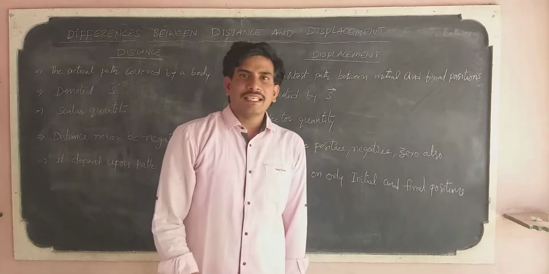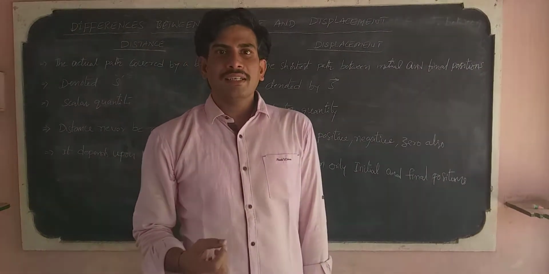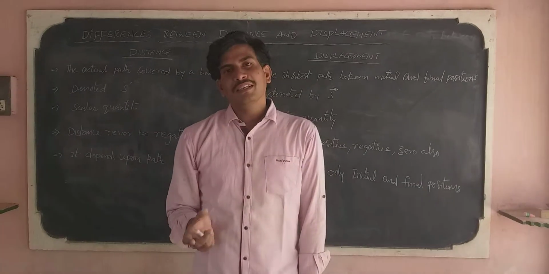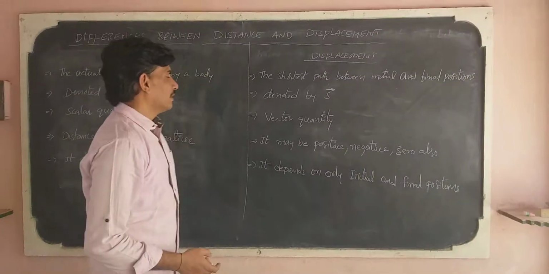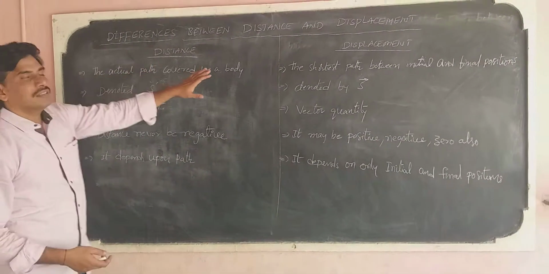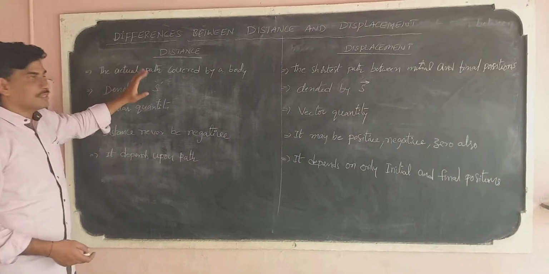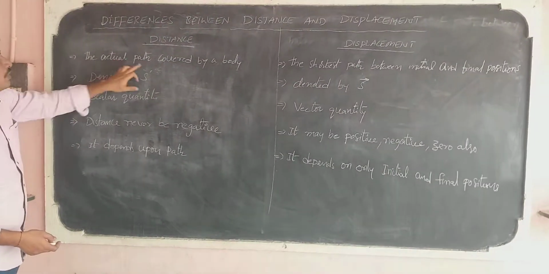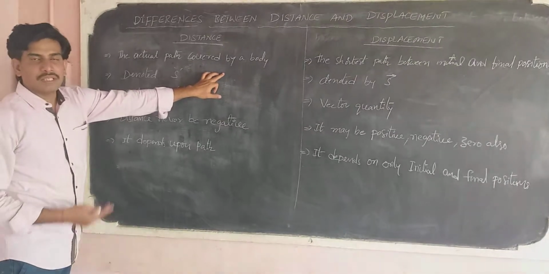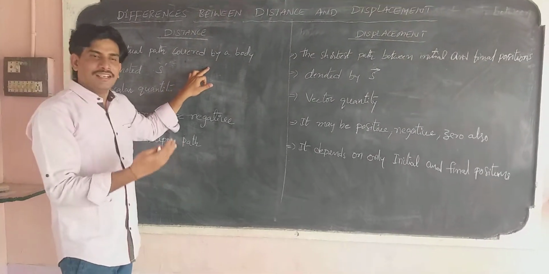Okay, after learning about distance and displacement, let's count what the differences between distance and displacement are. While listing the differences, it's better to start with the definition. As you know, distance means the actual path covered by a body. So the actual path covered by a body is called distance.